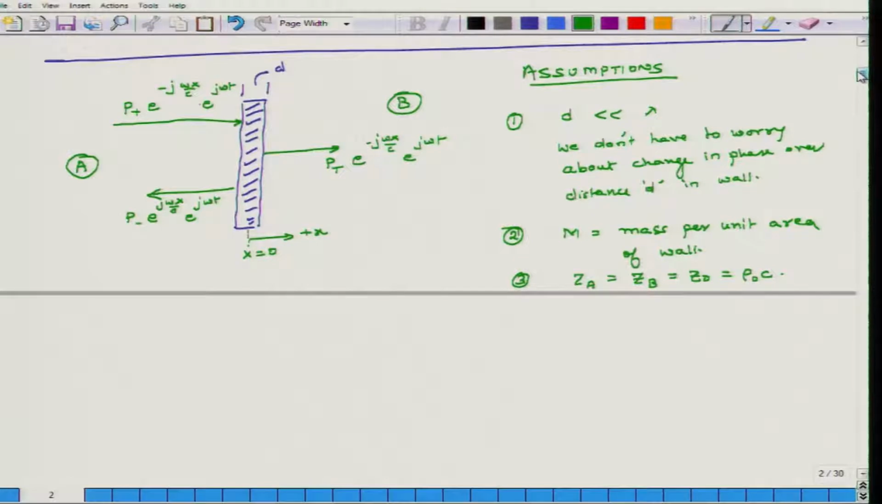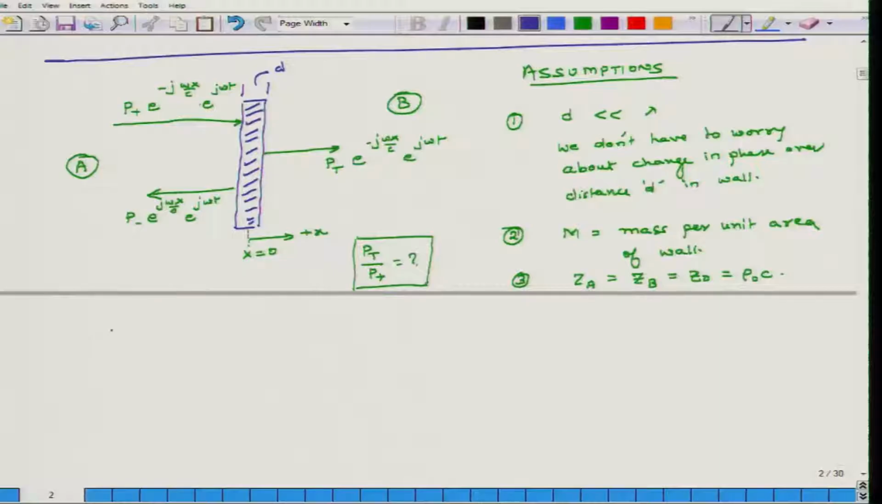So, with these assumptions, what we are interested in finding is this ratio Pt over P plus. So, what do we do? How do we start solving this problem? The first thing is that we look at side A and side B, and we develop the transmission line equations for both side A and side B.